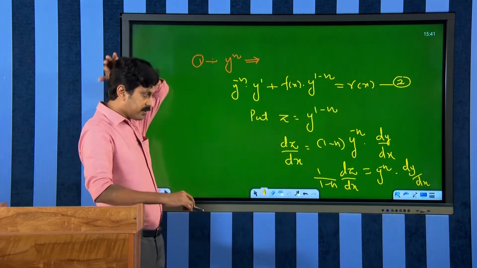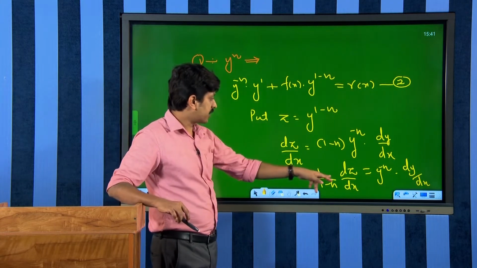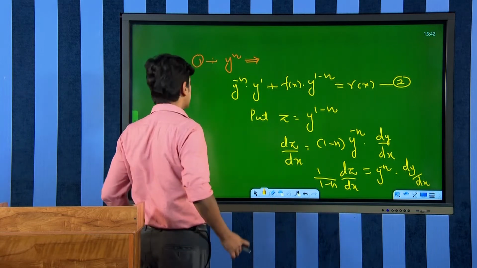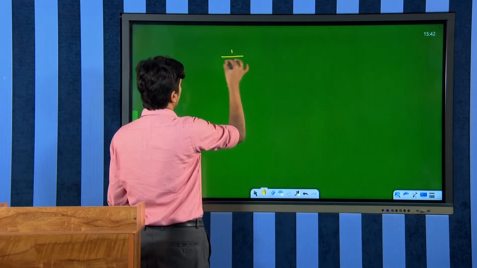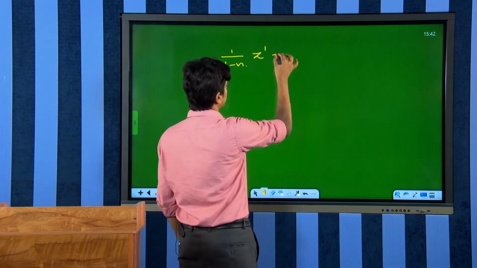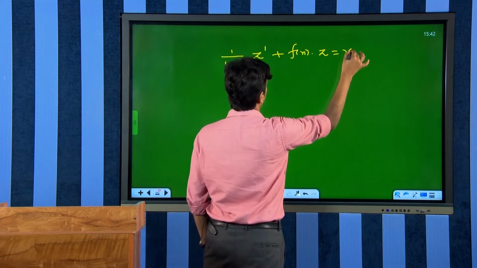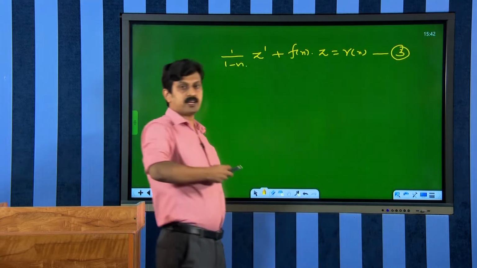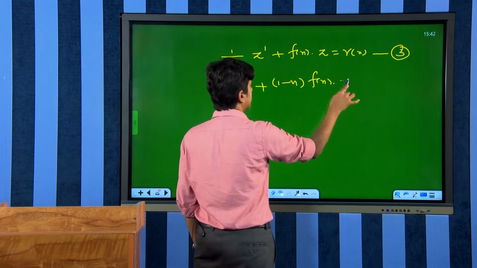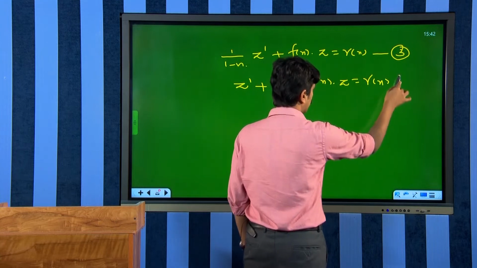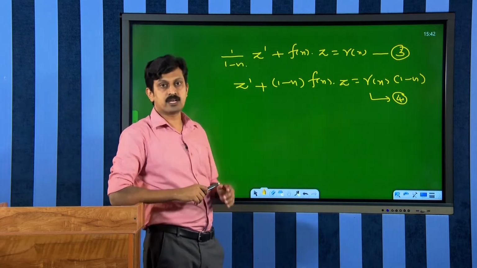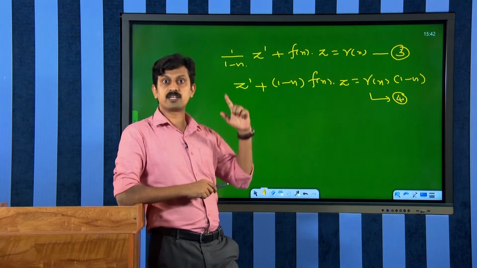Okay. So finally, our equation y raised to minus n into y dash plus f of x into z is equal to r of x becomes 1 by 1 minus n into dz by dx plus f of x into z is equal to r of x. This is our third equation. And finally, we get the linear equation z dash plus 1 minus n into f of x into z is equal to r of x into 1 minus n. This is the fourth equation, the linear equation. It is an equivalent equation in z and x corresponding to our equation number 1, the Bernoulli's equation.